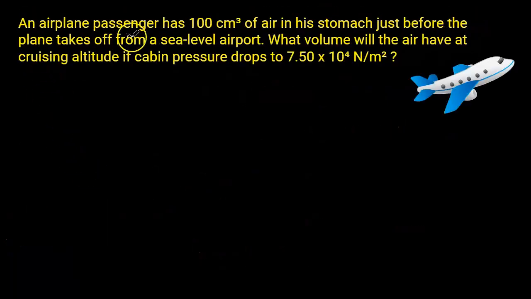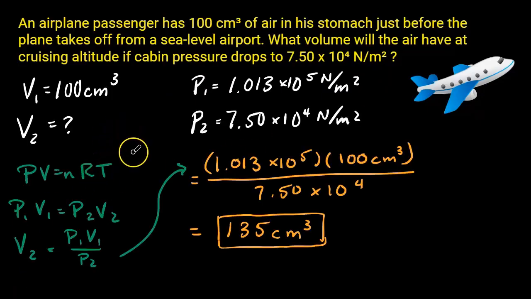Next question. An airplane passenger has 100 cubic centimeters of air in his stomach just before the plane takes off from a sea-level airport. What volume will the air have at cruising altitude if the cabin pressure drops to 7.5 times 10 to the 4th newtons per meter squared? First, we're going to write down what's given. So we're given that V1 is equal to 100 cubic centimeters. The pressure is at sea level, so we're going to use 1.013 times 10 to the 5th newtons per meter squared. That's atmospheric pressure. We're looking for V2, and we're given that P2 is 7.5 times 10 to the 4th newtons per meter squared.